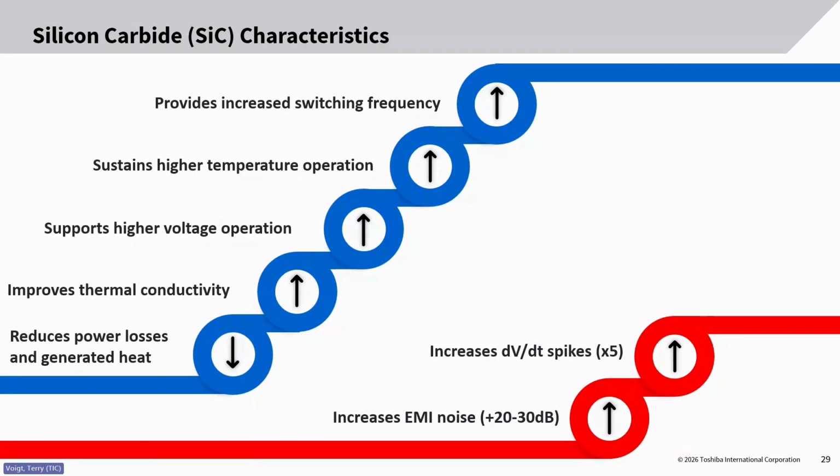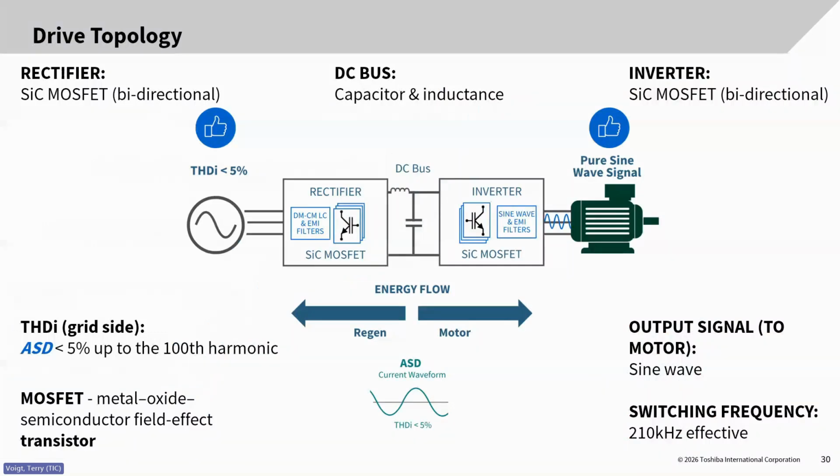A few other unique characteristics about the WC1, like I mentioned earlier: it's an active front-end drive, so that rectifier section uses what's called an SiC MOSFET. It's a type of transistor, but it's not an IGBT, so it switches much faster and we can get much better control. I talked about the low THDI. The THDI here can be as low as 5% up to the 100th harmonic.